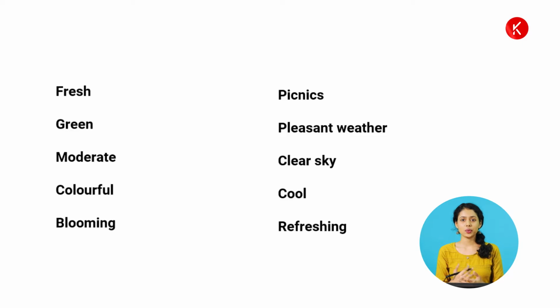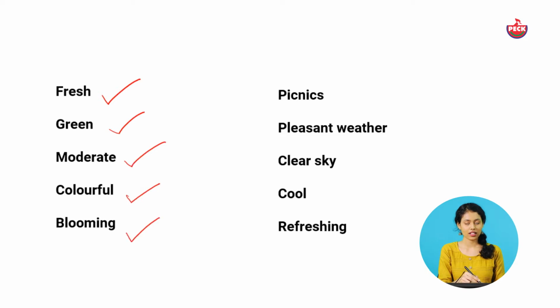Now let's look at the different words that we learned to describe the spring season. Fresh, green, moderate, colorful, blooming, picnics, pleasant weather, clear sky, cool, and refreshing.